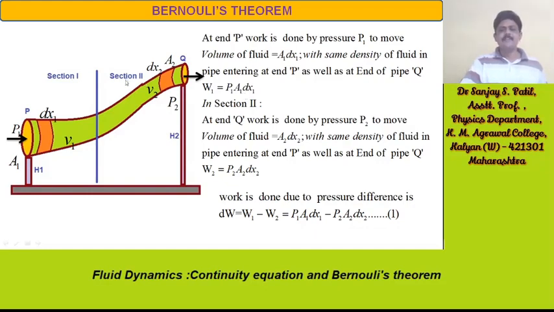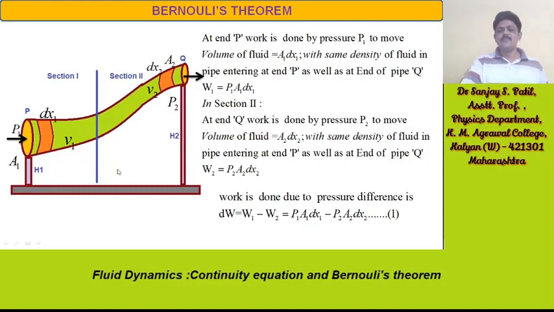Now come to section 2. At end Q, work is done by pressure P2 to move the volume of fluid A2 dx2, with the same density of fluid entering at end P as well as end Q of the pipe. So W2, that is the work done, is P2 A2 dx2. Now we will see the difference of work done. Work is done due to the pressure difference, and dW is equal to W1 minus W2, which is equal to P1 A1 dx1 minus P2 A2 dx2.